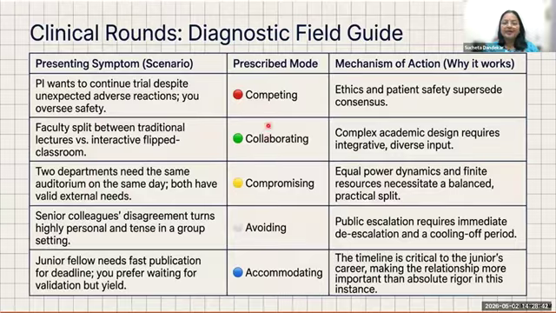When I said use these kinds of competing, collaborative, compromising modes in the situations we were talking about, remember when I said competing, there were ethics and patient safety. That is why Lavanya also said that you need to remember that patient safety and ethics supersede consensus. So you would use a competing view, where you say, no, this is how I want it. When it comes to the split, you could have a collaborating effect, where a complex academic design can have an integrative approach. When you are compromising, equal power dynamics and finite resources necessitate a balanced practical split. And of course, when you avoid, in this second last case, public escalation requires immediate de-escalation.